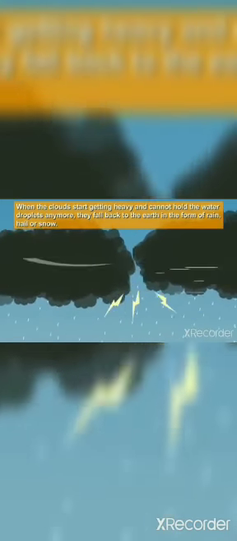When the clouds start getting heavy and cannot hold the water droplets anymore, they fall back to the earth in the form of rain, hail or snow. This process is called precipitation.